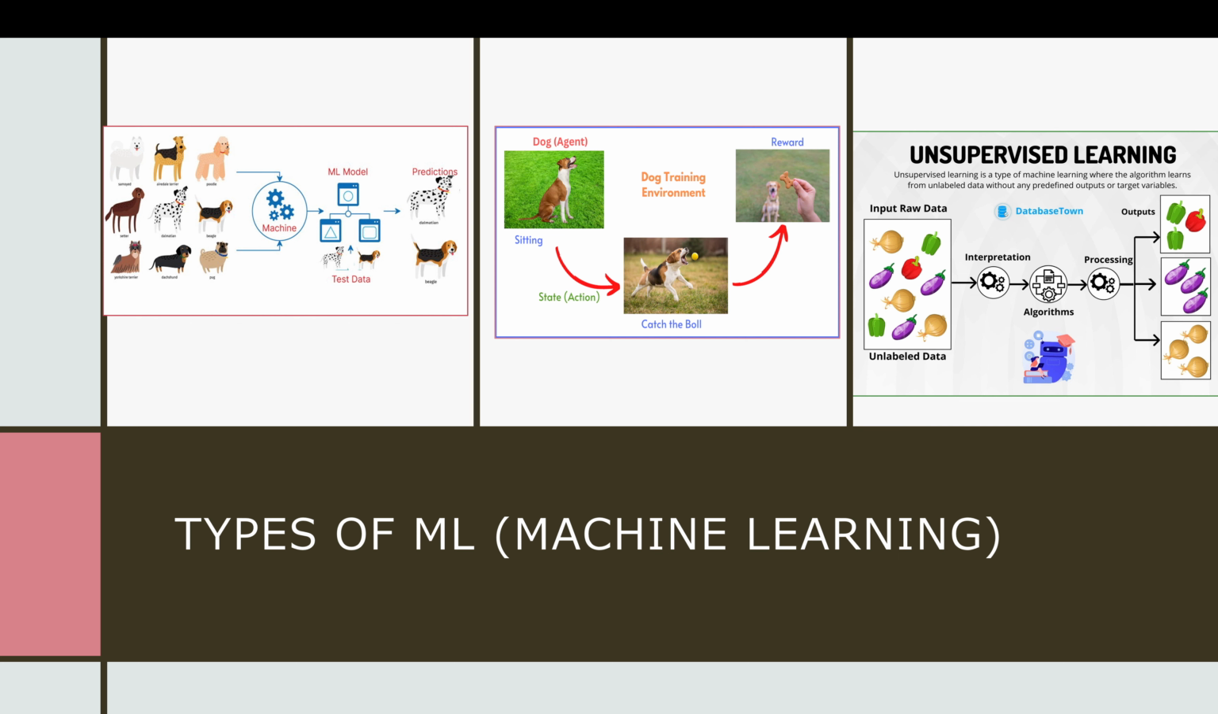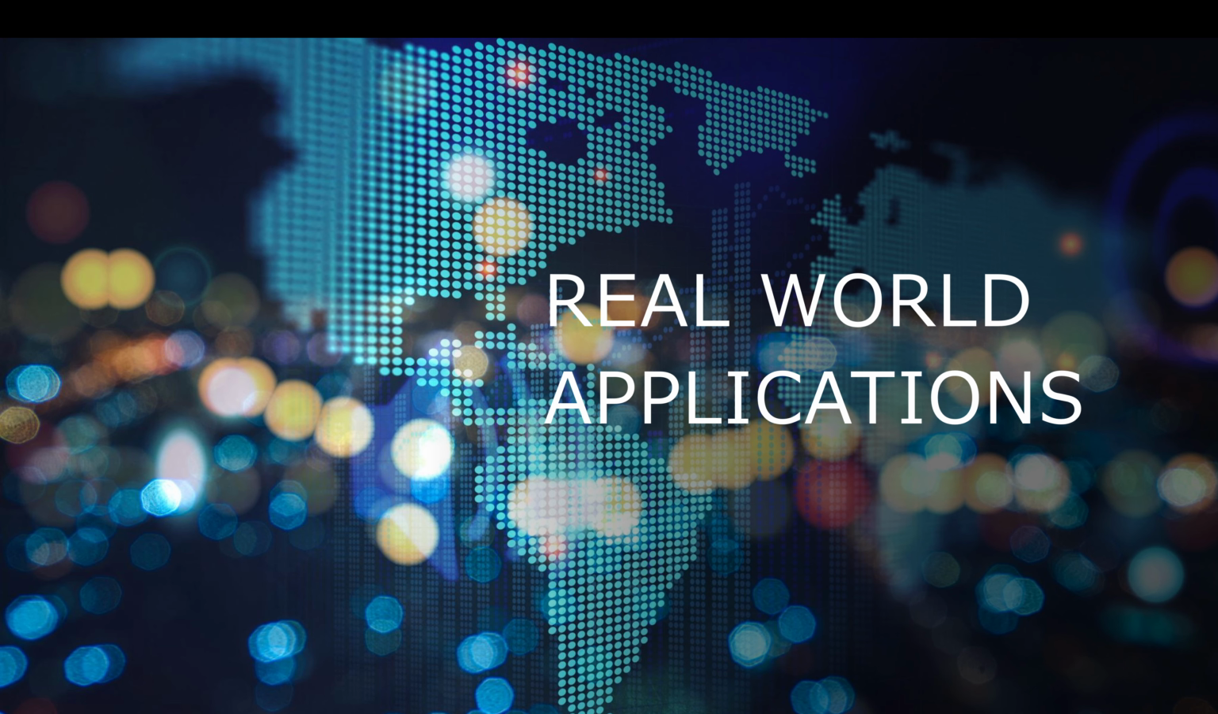Reinforcement learning. Think of it like training a dog. The computer gets rewards for taking good actions and penalties for taking bad ones. It learns through trial and error.